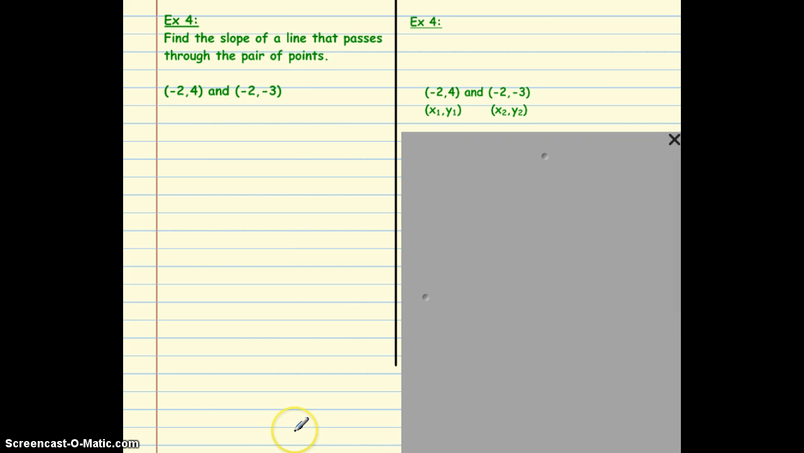All right, one last example. Find the slope that passes through these 2 points, negative 2, 4, and negative 2, negative 3. Again, pause the video, see if you can set this one up. Get it right.